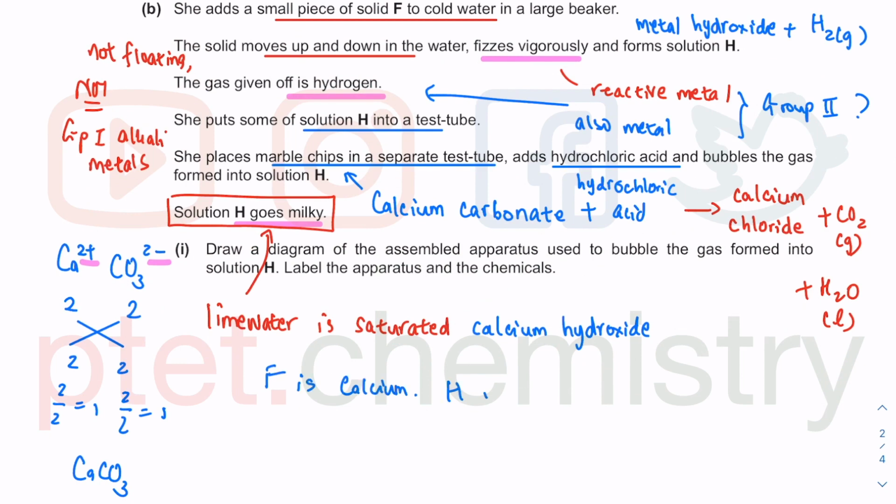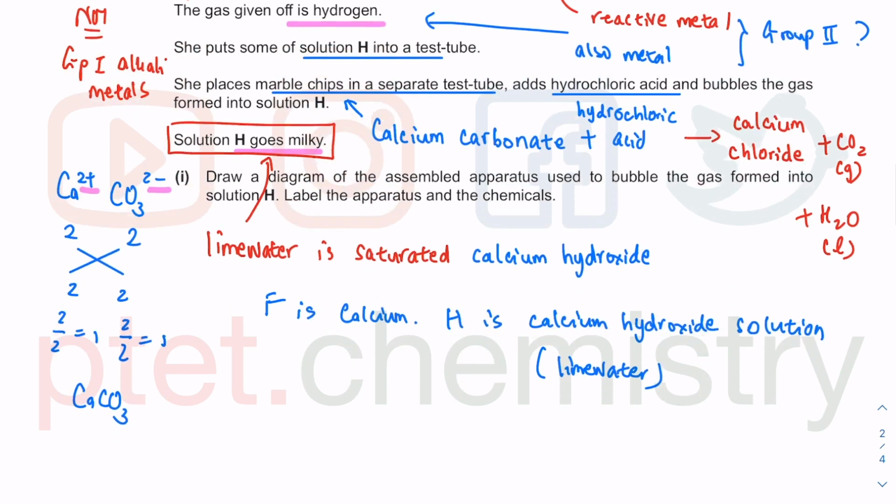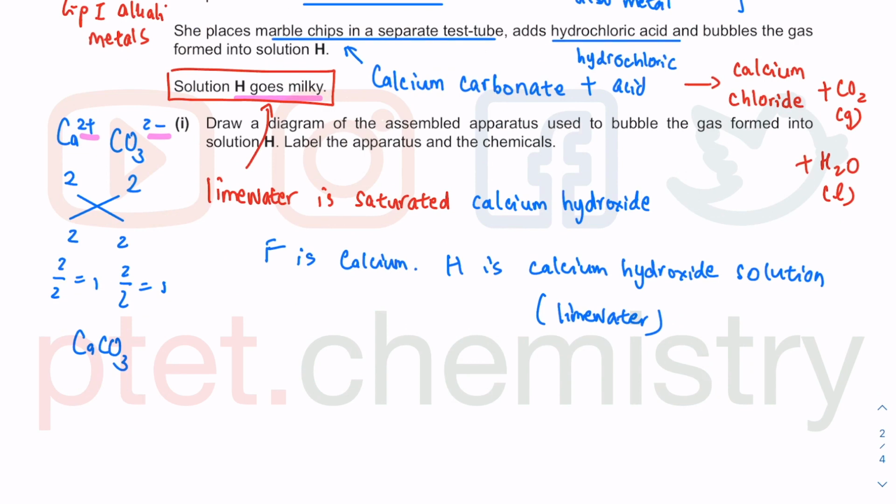Then what is H? H is calcium hydroxide or lime water, because you use it to test for carbon dioxide, which you produce actually from this reaction of the marble chip, calcium carbonate, with hydrochloric acid. This question is simpler than that. They want you to bubble the gas into solution H, label the apparatus and the chemicals.